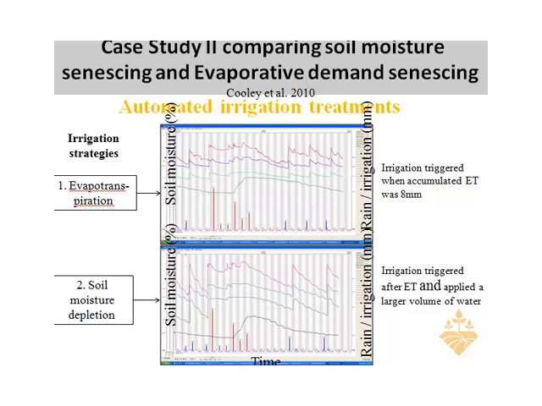The soil moisture depletion had fewer irrigation events, 2 in the period illustrated, but they were a greater volume than the evapotranspiration, where 3 irrigation events of a smaller amount of water were delivered. Irrigation was triggered on an 8 mm accumulation.